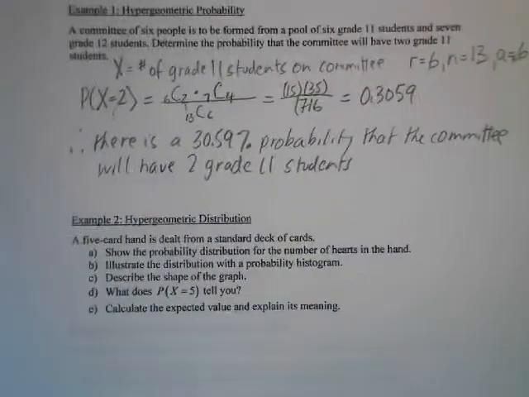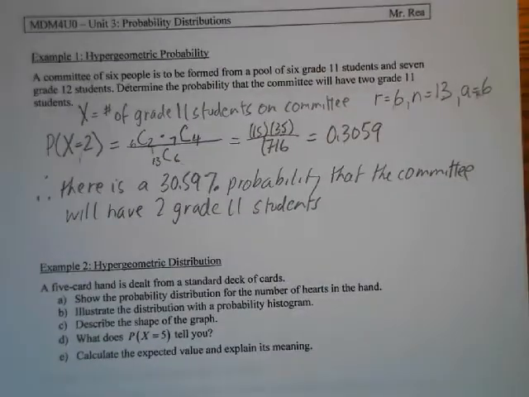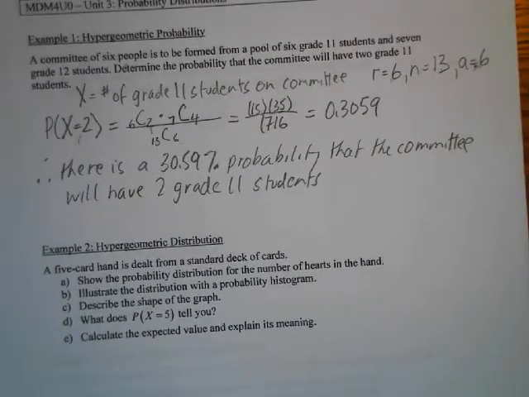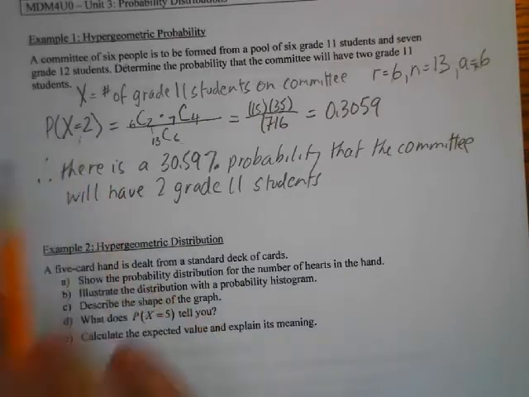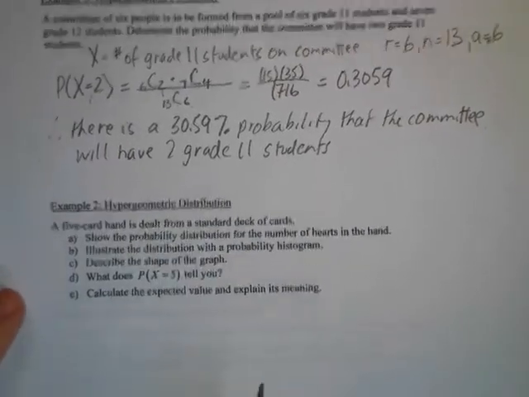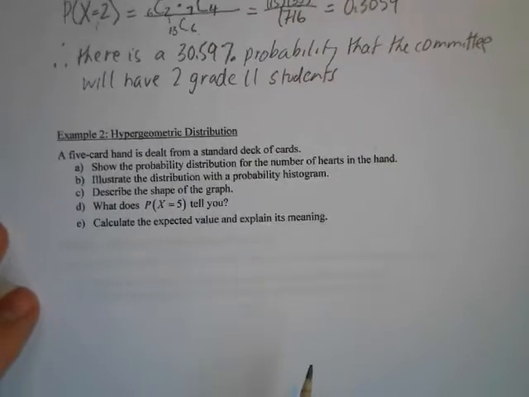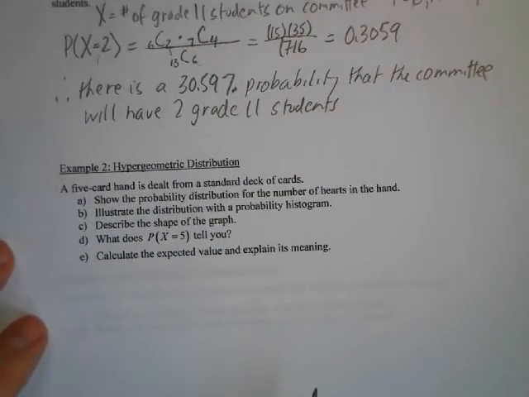Okay, so hopefully that's a good intro into this type of probability distribution. In this case, we're just looking for one specific value of the distribution. In this next example, we'll actually be creating a probability distribution like we did in some of our other lessons.